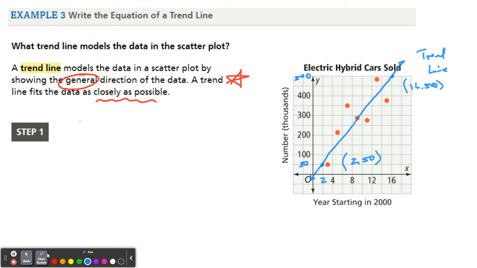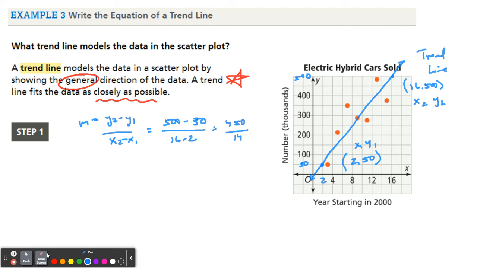So we're going to start by using the slope formula. So m equals y2 minus y1 over x2 minus x1. Let's let (2, 50) be x1, y1. Let's let (16, 500) be x2, y2. Plug in your numbers. 500 minus 50 over 16 minus 2. That's 450 over 14. And we're going to divide and round. When you divide 450 by 14, you get 32.14. They round to the nearest tenth, which is 1 decimal, so we'll do the same. So our slope is 32.1. Okay? So there we go.